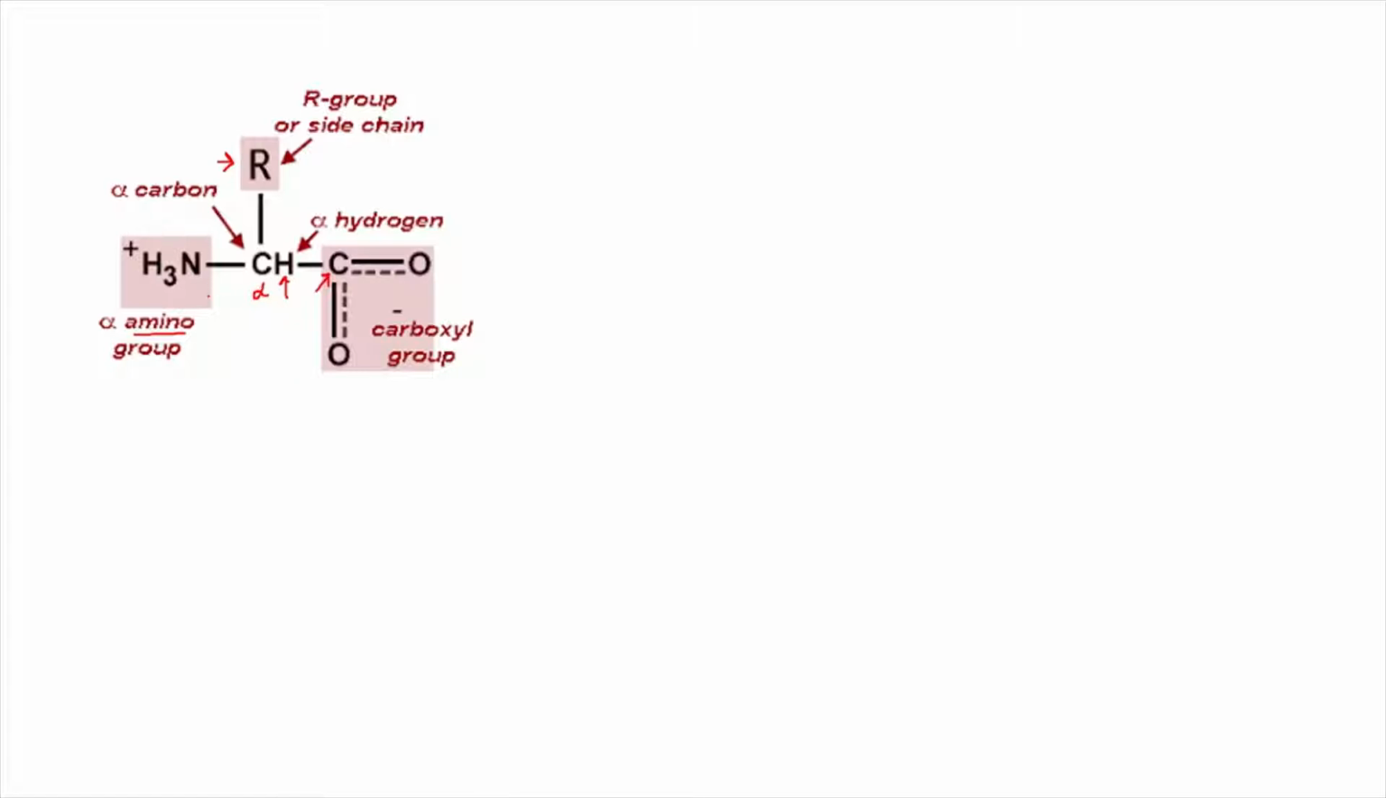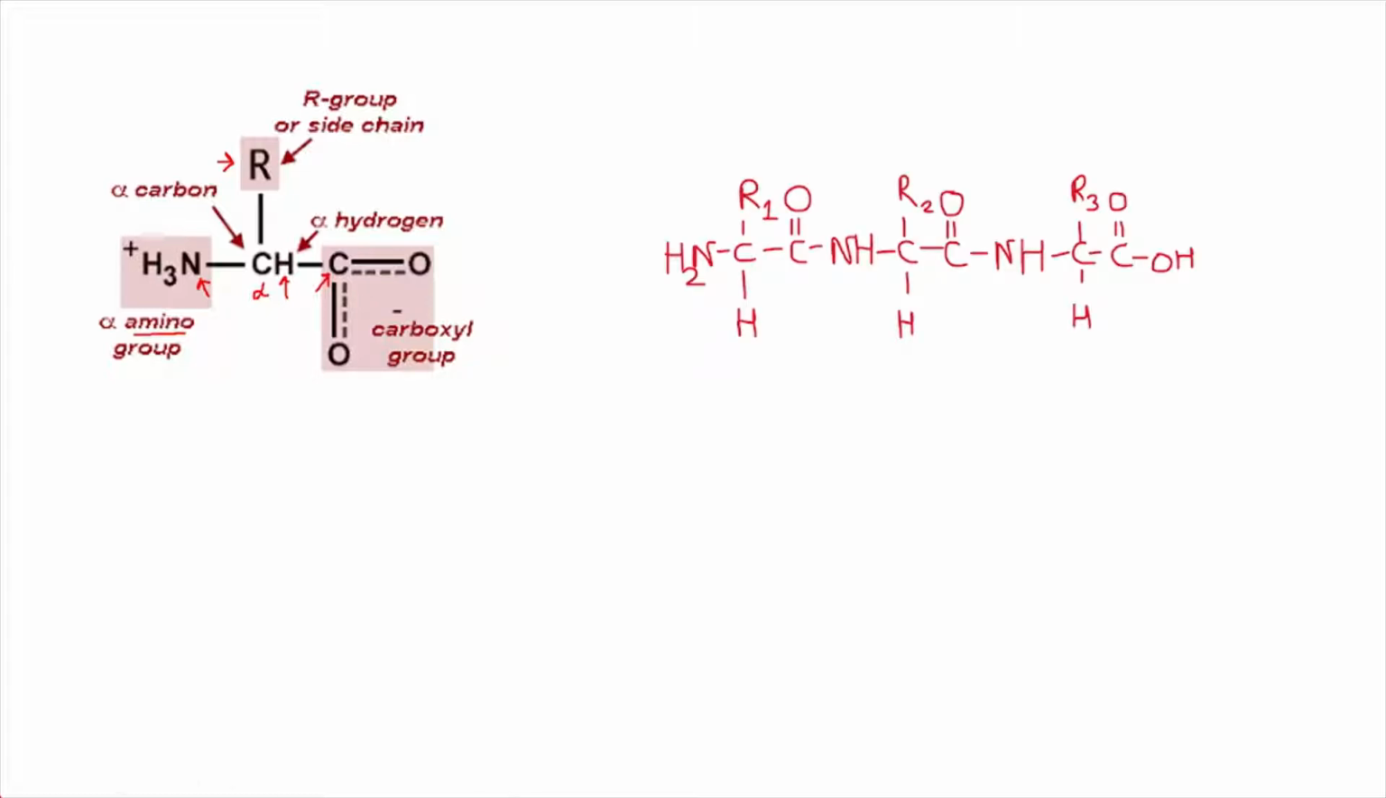So the alpha carbon has 4 different substituents attached on its 4 different sides: amino group, carboxylic group, hydrogen atom, and a variable group or the R group. So this is the structure of an amino acid. Now several amino acids of this structure link together with each other via formation of peptide bonds. On the right hand side I have shown the formation of peptide bonds between 3 amino acids.